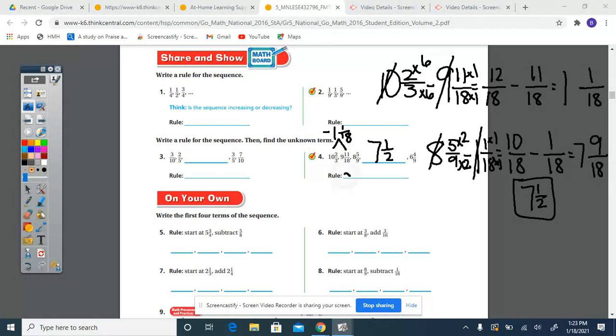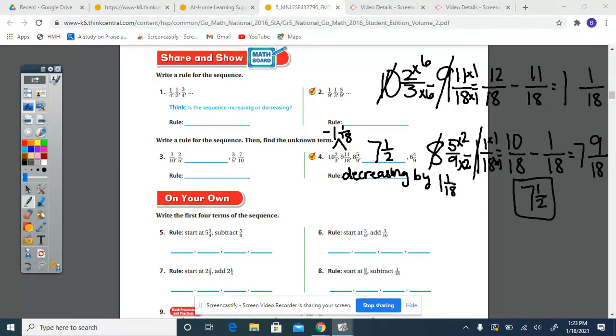But then you have to write in the rule decreasing by 7.5, or subtracting 7.5, not 7.5, sorry. Whoopsie. We didn't subtract 7.5 each time. What did we subtract each time? We subtracted 1 and 1/18. Okay, so you're subtracting 1 and 1/18 each time. But 7.5 was the blank's answer because that was the missing value.